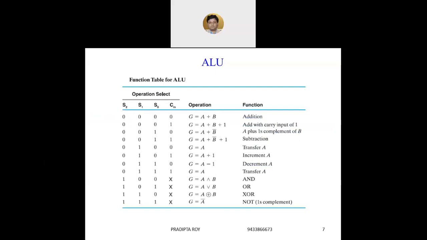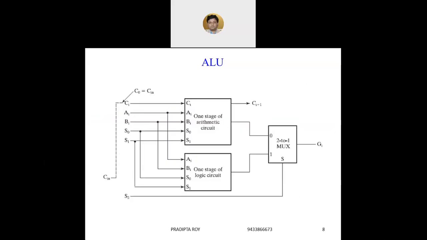Now we are going back to the function table of the ALU, to see how the function table is generated. We require 3 select lines. When select line S2 is 0, all the arithmetic operations will be performed. If select line S2 is equal to 1, then all logic operations will be performed. So for all logic operations, Cin does not have any implication. That's why the value of Cin can be treated as don't care.